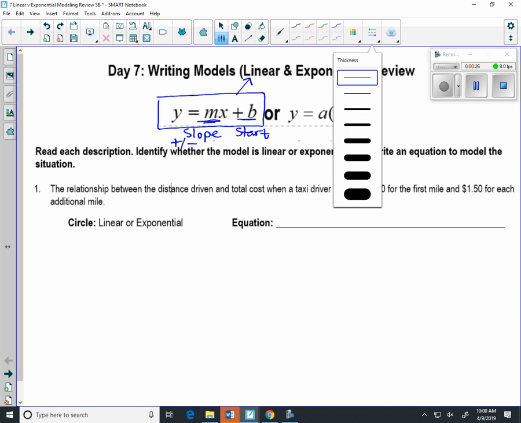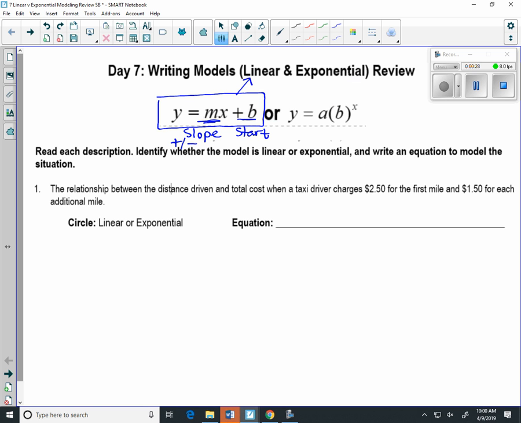Now when we're talking about exponentials, your model is going to look a little bit different. We've talked about the pattern being next to the x, just like it is for linear. That pattern is right next to the x. It's the same thing over here. So now A is our starting point, and B is our pattern. And in exponential, it's always what you are multiplying by, and it is next to the x.